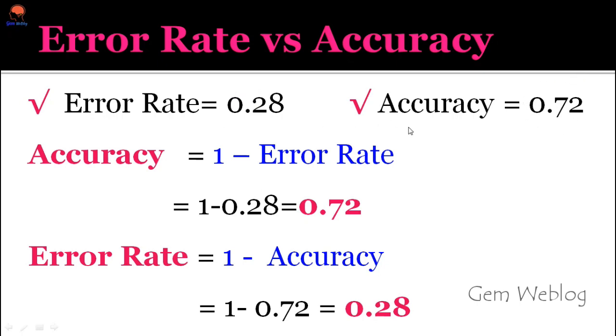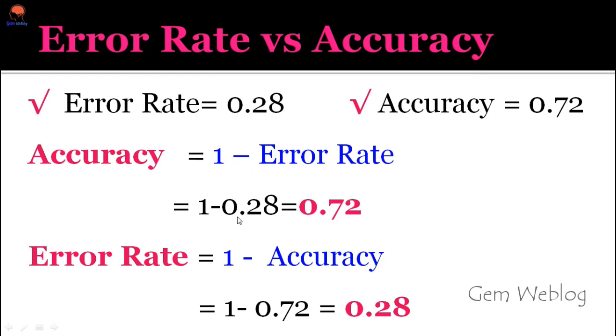These two metrics can be calculated from one another. If the error rate is calculated, accuracy can be calculated using the error rate. If the accuracy is calculated, then the error rate can be calculated with the help of accuracy. So these two are dependent on each other. Accuracy is equal to 1 minus error rate.